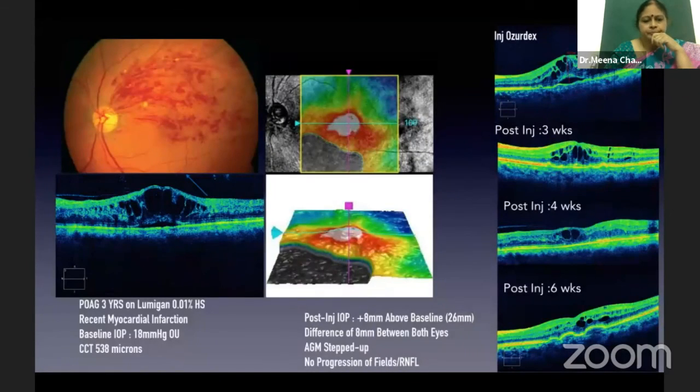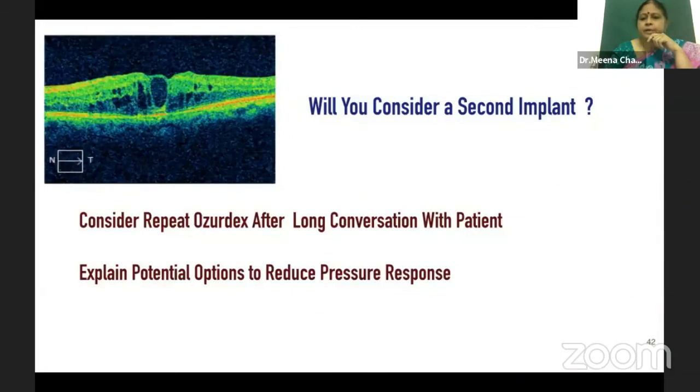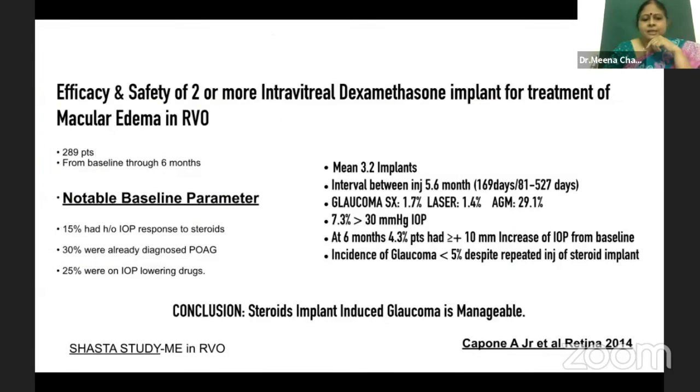So here's a patient again who has got recurrence of macular edema, and would you consider putting in a second Ozurdex implant in his eye? We take faith from the SHASTA study for macular edema and retinal vein occlusion, which dealt with 289 patients. 15% of them had no history of response to steroids. 30% were diagnosed primary open-angle glaucoma patients and were on IOP-lowering drugs. The results of the study showed that these patients received more than 3.2 implants. However, the glaucoma was definitely manageable either with medical therapy or with surgery.